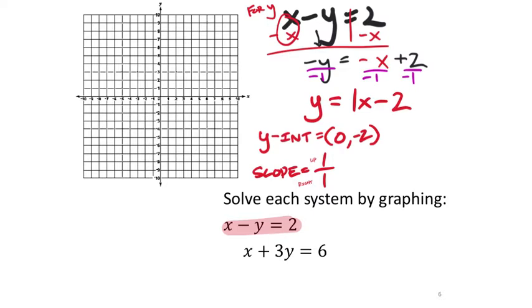So 0, negative 2. Let's see if I can get that on there. Wrong tool. There we go. Then it says I go up 1 to the right 1, so I can show the stair step. Boom, there's the next one. And if you want to show all the different stair steps, that's fine, but you don't necessarily have to.